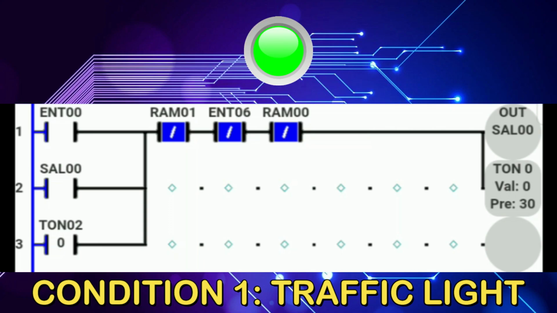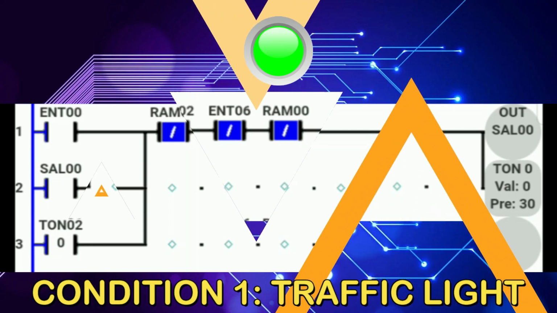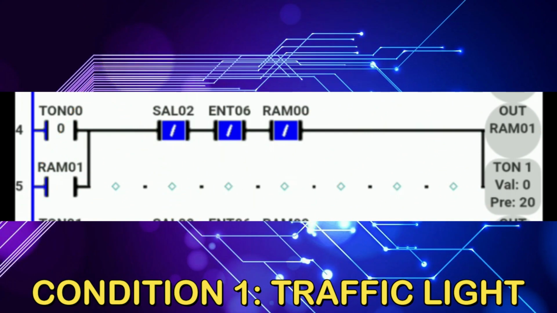The signal is then connected to a timer of 3 seconds, which is latched using the Cell 00 instruction. Another latch instruction is the T0N2 and it is used to maintain the green light signal for the duration of the timer. In the second rung, the T0N instruction is used to read the SAL02 output, which is normally closed ENT06 and normally closed RAM00.